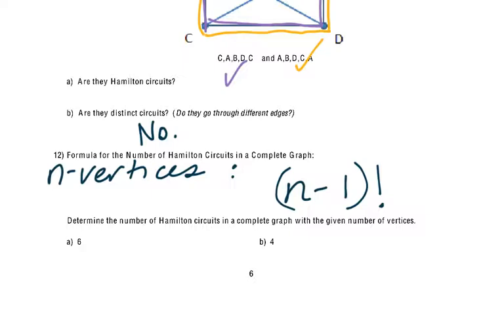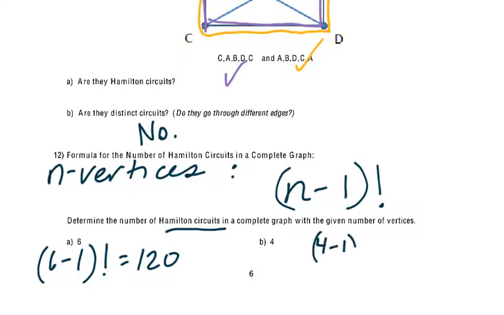So we can actually answer what number of Hamilton circuits each complete graph has with the given number of vertices. So for 6, I would have 6 minus 1 factorial. That equals 120, because that'd be 5 factorial. For B, we would have 4, so 4 minus 1 is 3 factorial, which gives us 6.